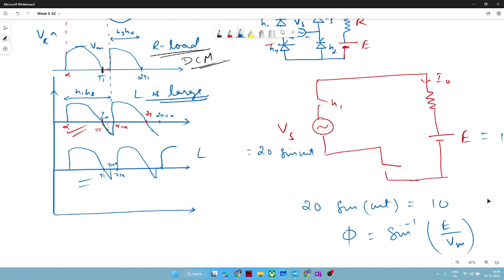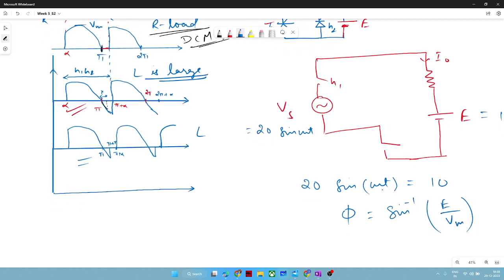So this angle phi, till phi, this is the phi, this is the alpha. So now about output voltage. What will be the output voltage from 0 to phi? You would have got some idea about that. Could you let me know that value? E, yeah, correct. Thanks.